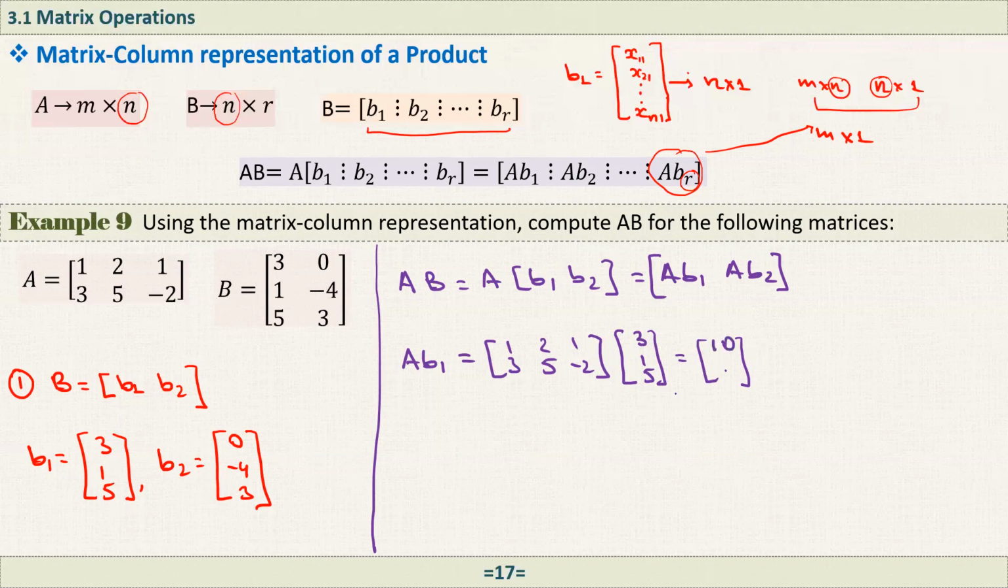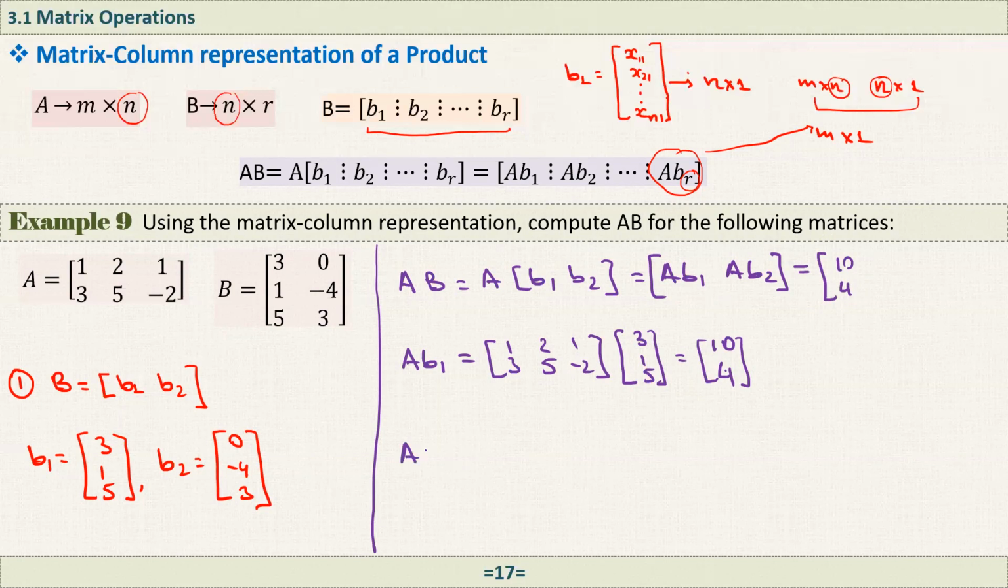So this thing is 10. And multiply the second row by this column matrix, that's 3 times 3, 9, plus 5 times 1, 14, plus -10, that's equal to 4. So now we got the first column of this product, that is 10 and 4. So how about the second one?